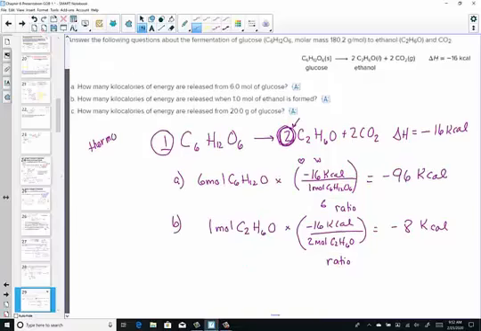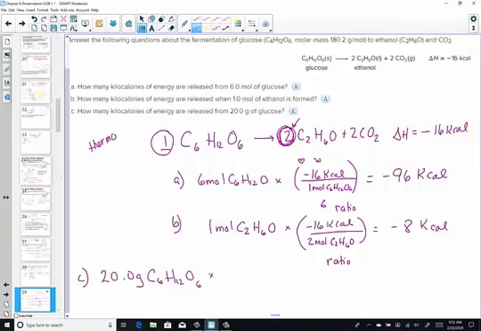How about letter C? I'm going to give myself more room. This is 20 grams of glucose. And we want to know kilocalories. So that means we have to get into the mole first. So step 1, we divide by molar mass. Then we can ratio.